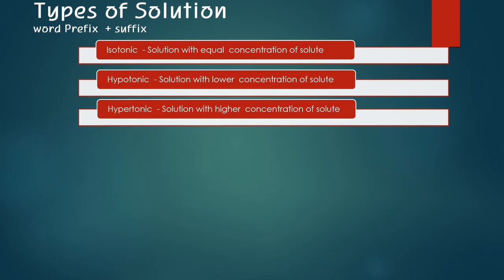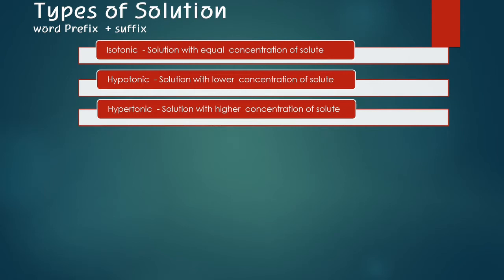Isotonic is a combined word. Iso meaning equal, hypo meaning low, and hyper meaning high. All of these are referring to the concentration of the solute. Once again, iso is equal, hypo is low, and hyper is high.